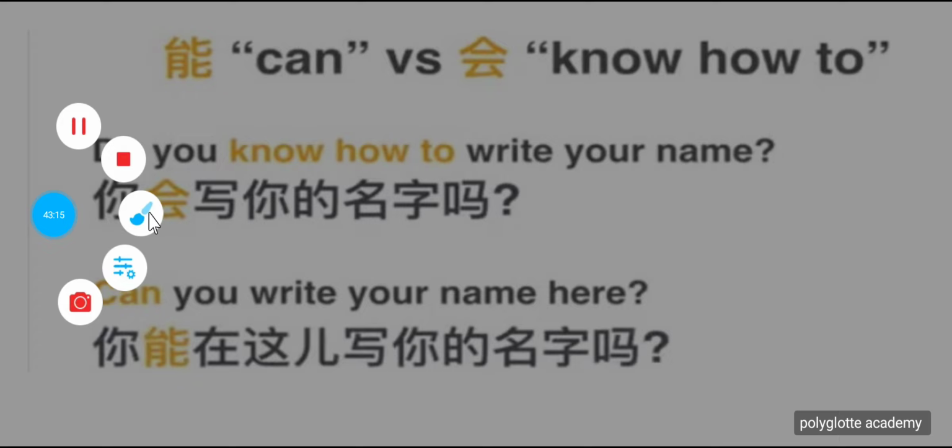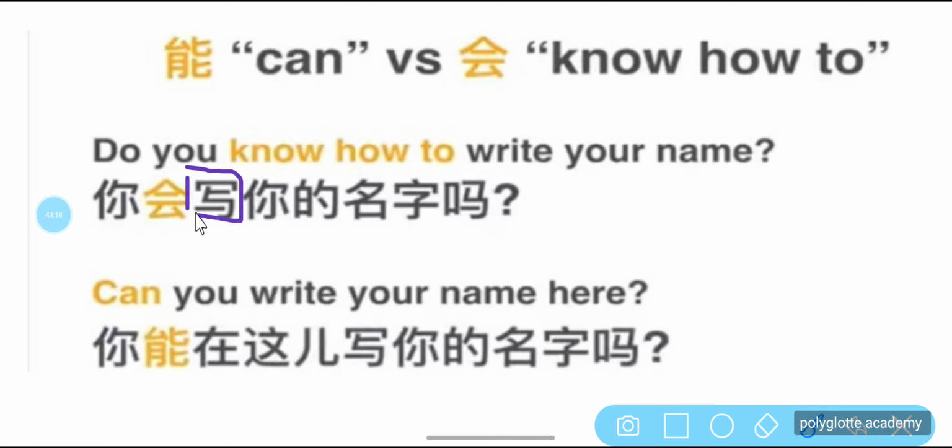Let's go to the next character. Xie, we've seen this character before, which is a character to write. So we can illustrate the character. This is write. To write something down, to write a letter. So that is it. We move on to the next thing.